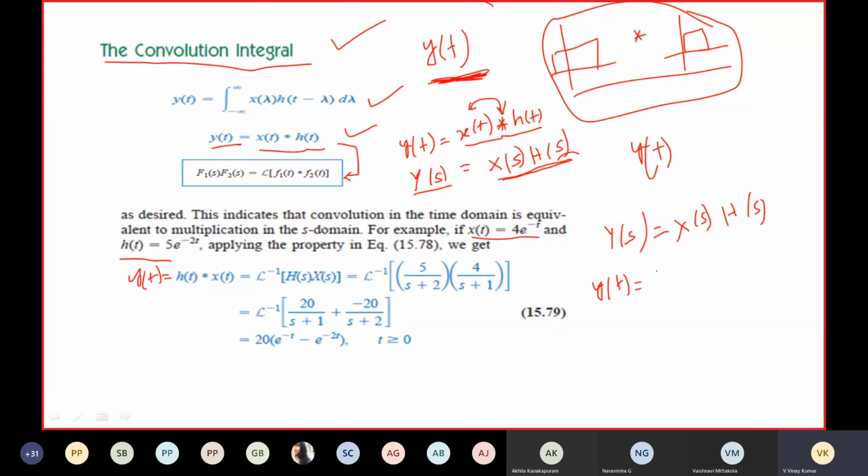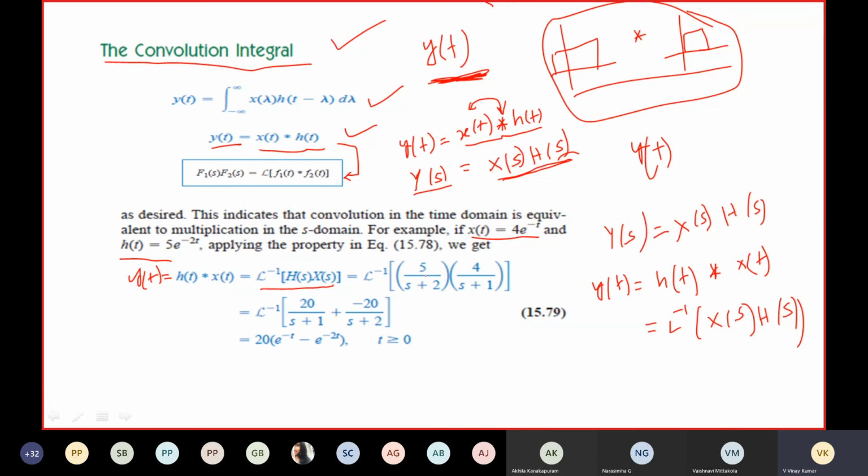So y of t is equal to h of t convolution x of t. This is nothing but the Laplace inverse of x of s h of s, which is the Laplace inverse of h of s into x of s.